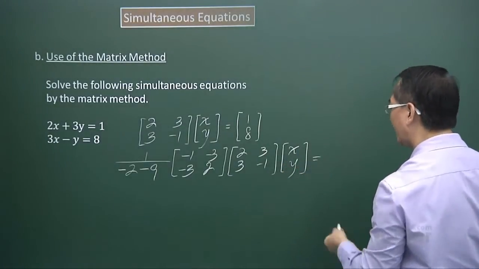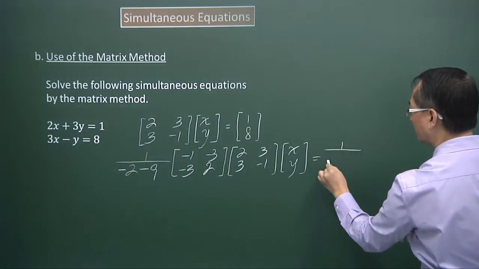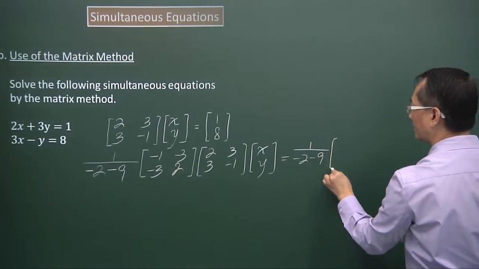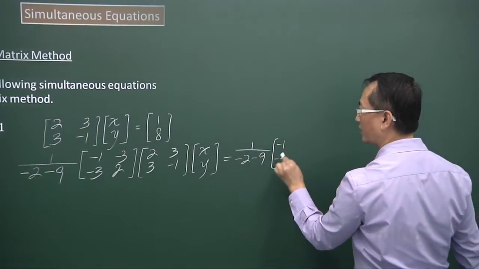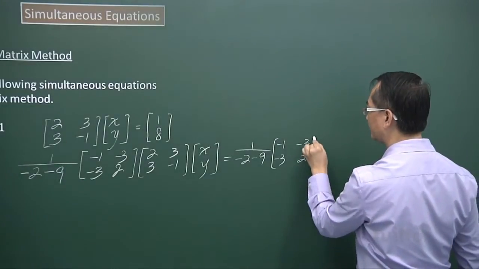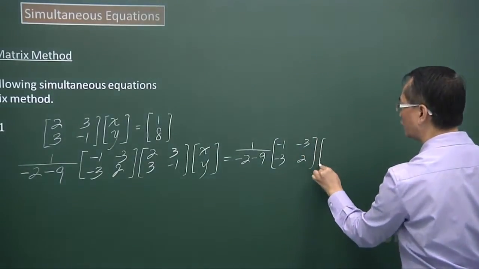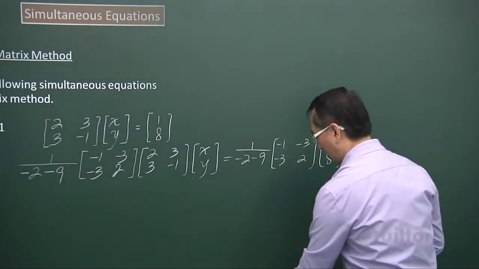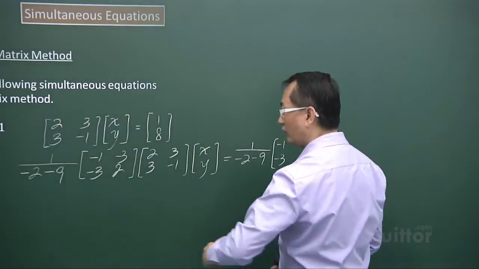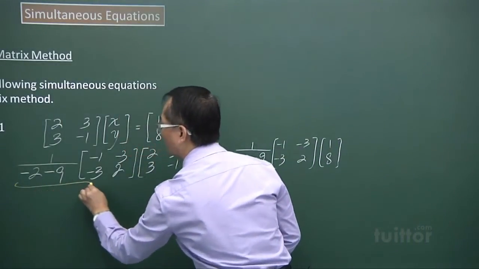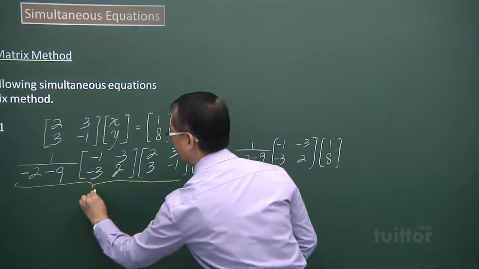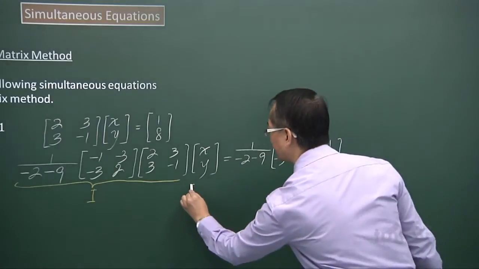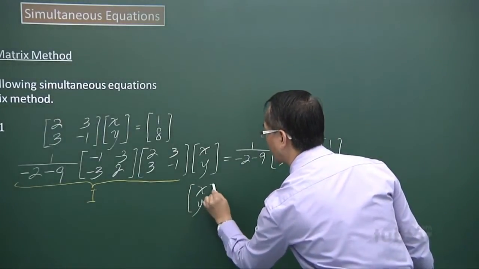And on the other side, I will also have 1 over negative 2 minus 9, matrix minus 1, minus 3, minus 3, 2, multiplied to the 2 by 1 matrix 1, 8. Now, without even working out in full, the result for this will surely be an identity matrix. So that will give me just the x, y, the 2 by 1 matrix.